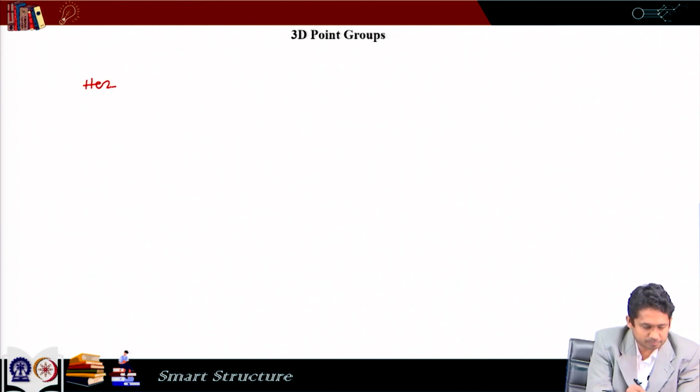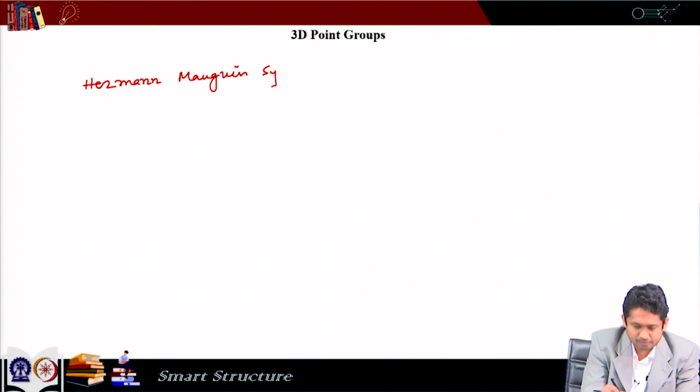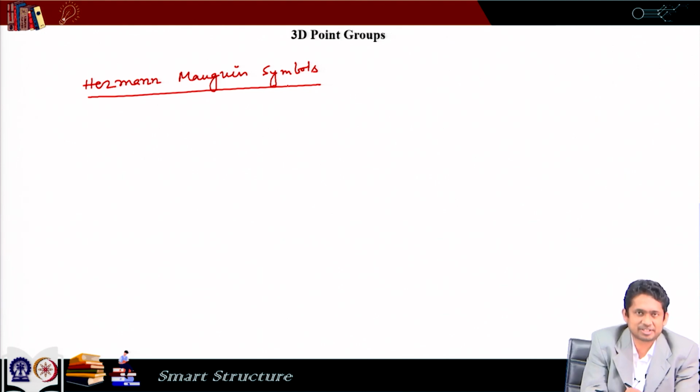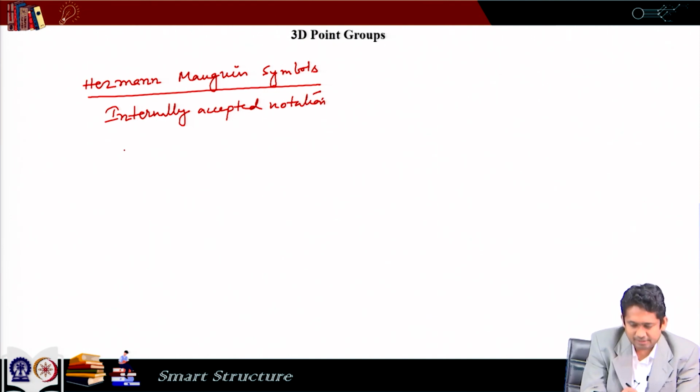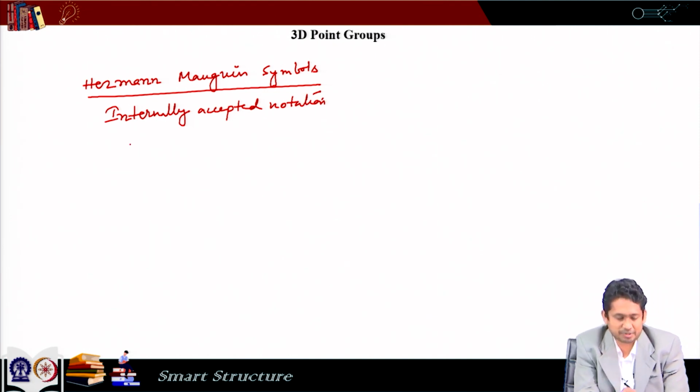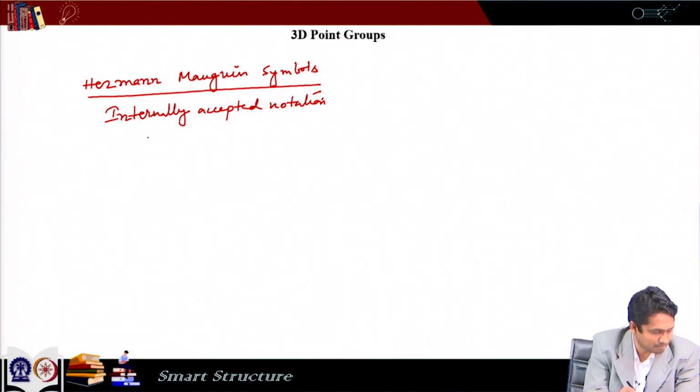So, there is the Hermann-Mauguin system, or Hermann-Mauguin symbols, to define these symmetry elements in 3D point groups. This is the internationally accepted notation. There are other systems also like Schonflies, but here we will look into only the Hermann-Mauguin symbols.